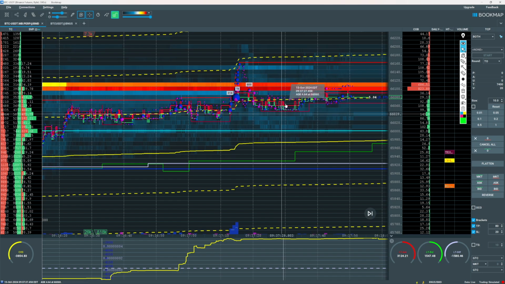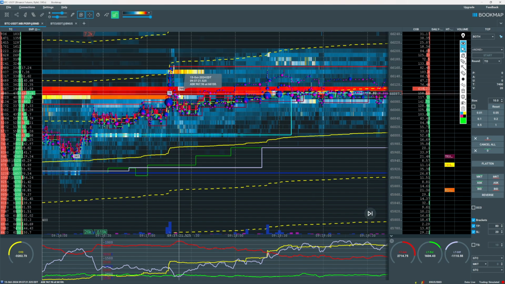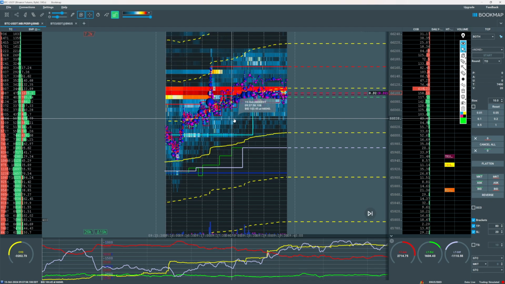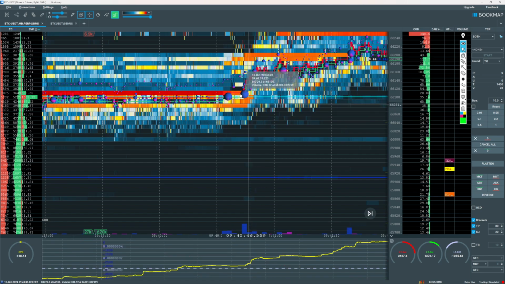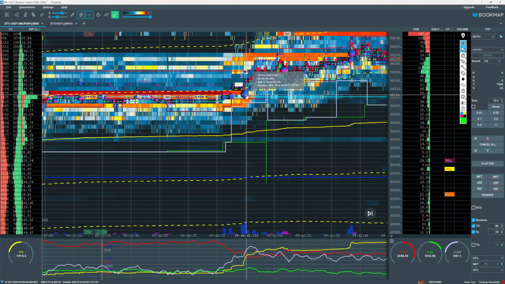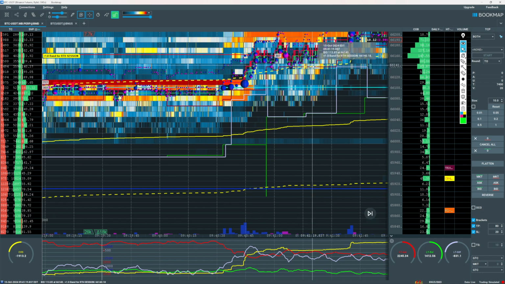So we have some resistance here. Price moves sideways, and this level is 66,100. We have a little consolidation until a big buyer enters the play and we push through that level. Buyers got the offer filled here, and they absorbed the offer right here. So they pushed through.